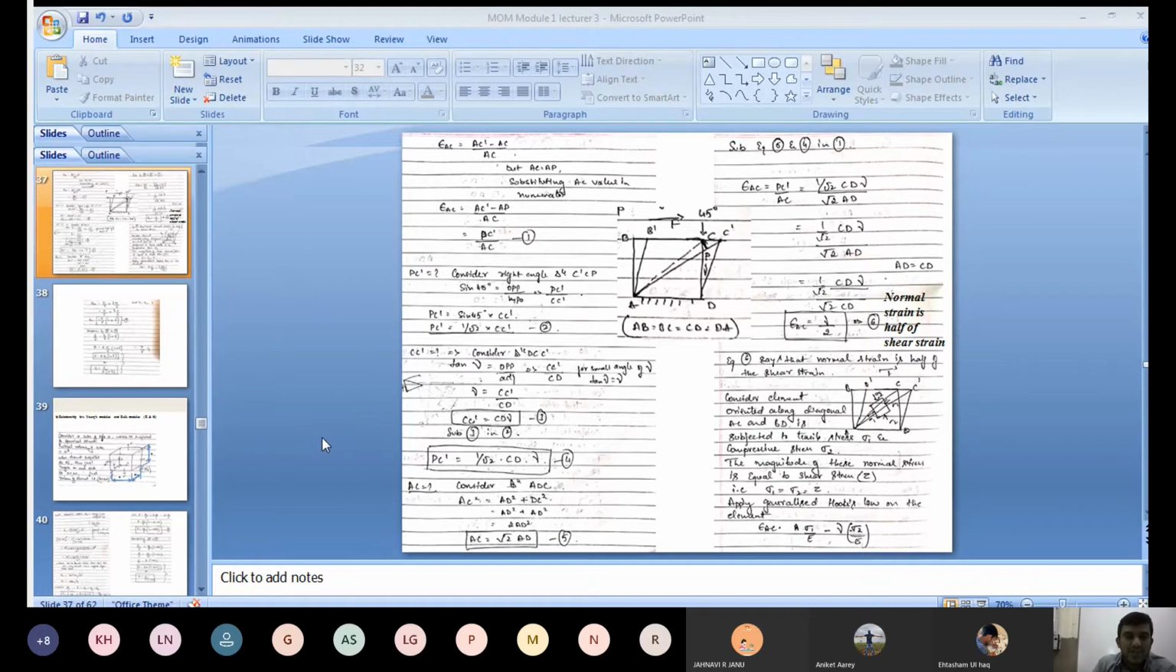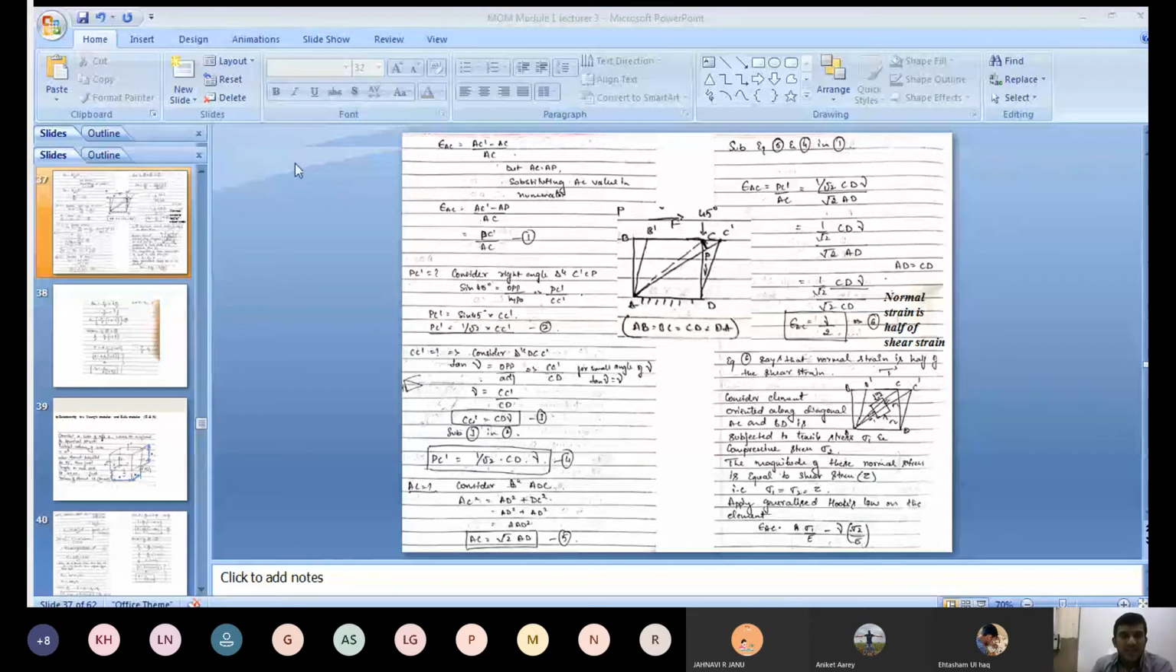Now substitute equation 3 into equation 2. Finally, PC dash is equal to 1 over square root 2, CD into gamma. Again, CD is also unknown here, right? But for a square lamina, as you know, AB, BC, CD, AD, all sides are equal. So CD also we know because it's a square lamina. So in equation 1, PC dash we determined.